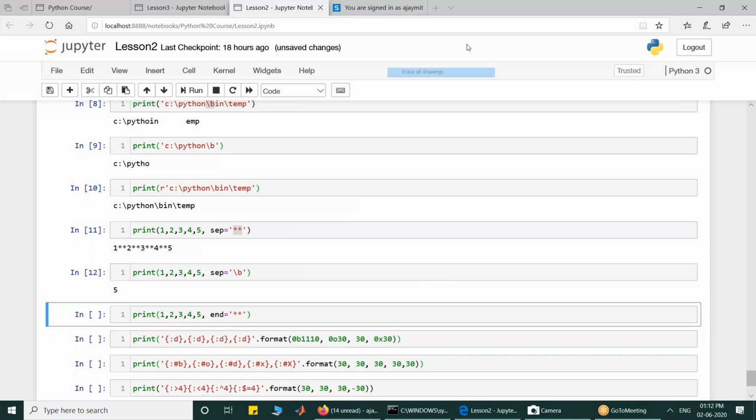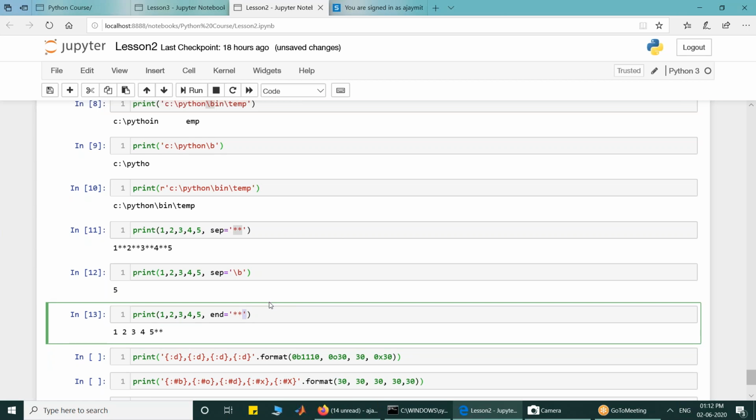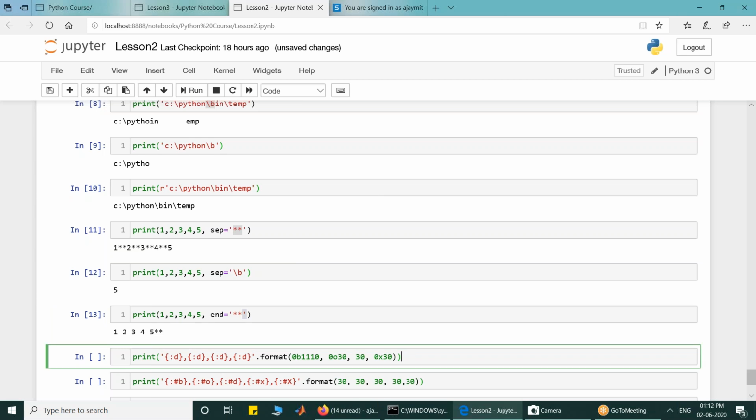So this would be 1, 2, 3, 4, 5, and print puts *** at the back, in the end. So what is the default end? By default it is the newline character, which is \n, but now because you have put ***, it will come out to be 1, 2, 3, 4, 5 ***.